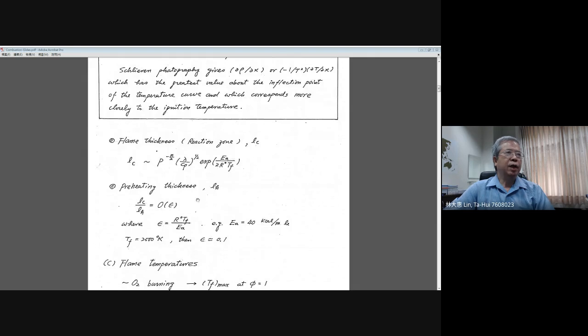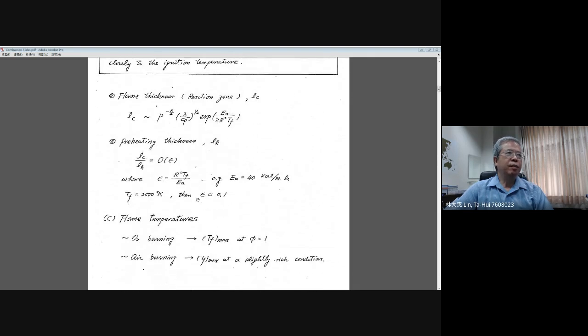Basically, from theoretical analysis and our experimental observation, we find out the flame thickness of a given premixed flame. The flame thickness usually represents the reaction zone because there is a lot of intermediate species. They are ready to react or recombine to become carbon dioxide and water. And from the theoretical analysis, we understand the flame thickness Lc is proportional to the pressure to the power of minus n divided by 2. N is the reaction order.